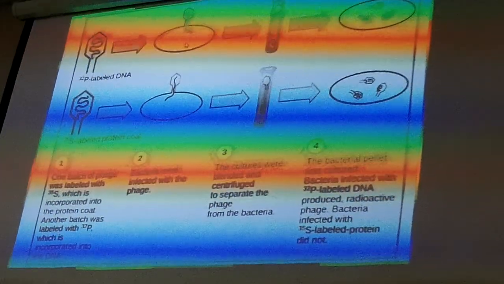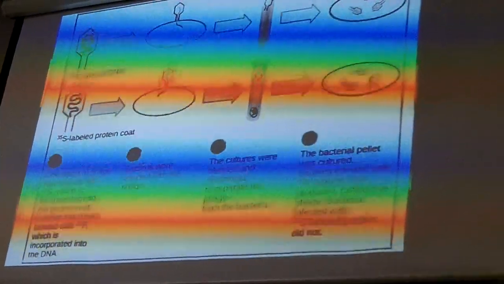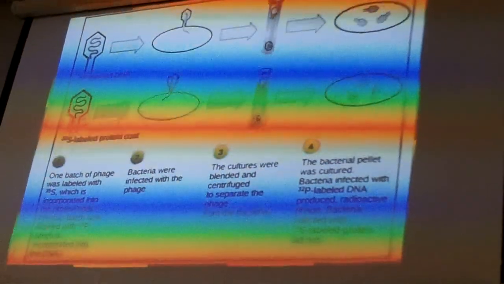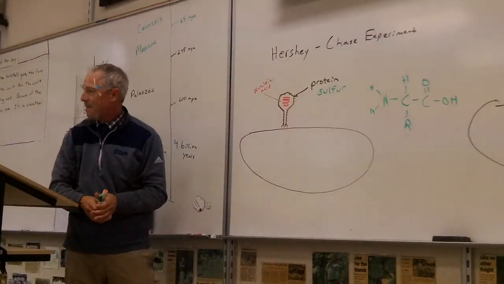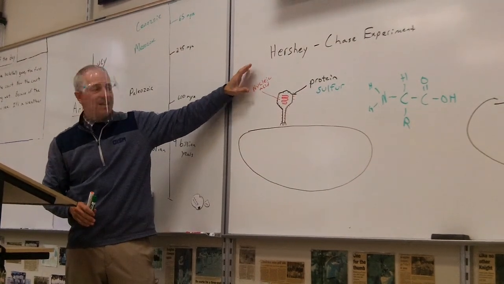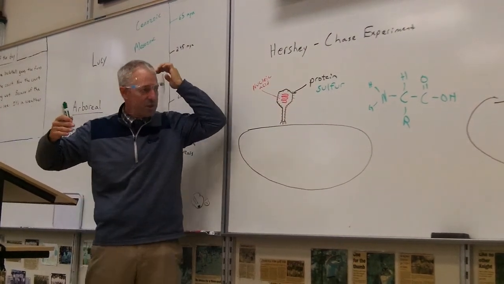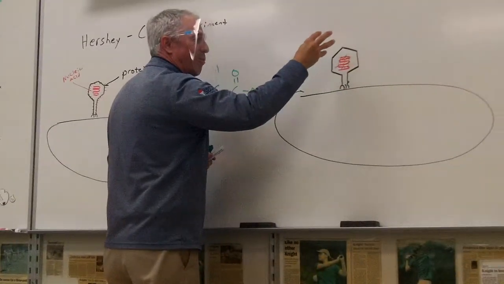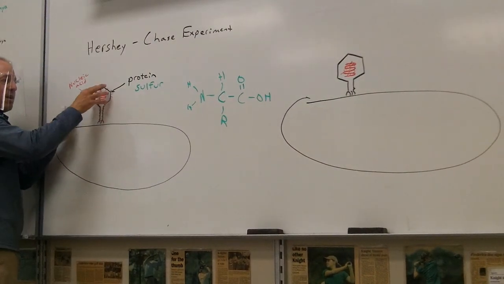Question? Is S35 the only one that glows? S35, the sulfur glows. Yeah. P32, the phosphorus glows. So nucleic acid has phosphorus in it, and protein doesn't. There's no phosphorus in protein, but there's phosphorus in nucleic acid. So the nucleic acid has radioactive phosphorus. It's a good question. I should have said that. So the radioactive phosphorus is glowing here. The radioactive sulfur is glowing here.